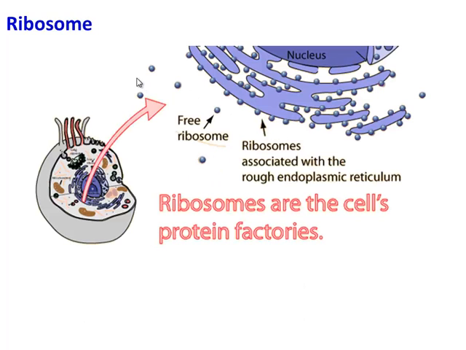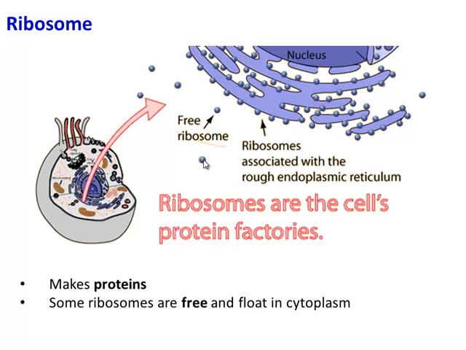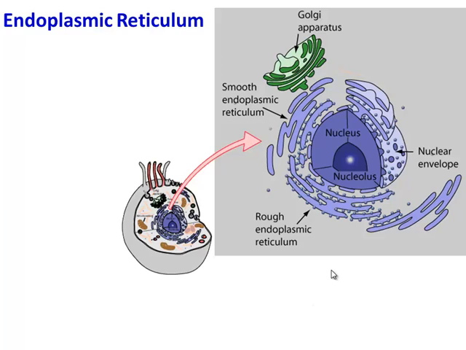Now, the ribosome is perhaps the smallest organelle in the cell, and it doesn't have its own membrane. Ribosomes are little protein factories. They make all the protein for the cell. Some of them are free, and they're just floating around the cytoplasm. Some of them, however, are attached to the endoplasmic reticulum, making it look rough. So we call this the rough endoplasmic reticulum. So let's take a closer look at that.